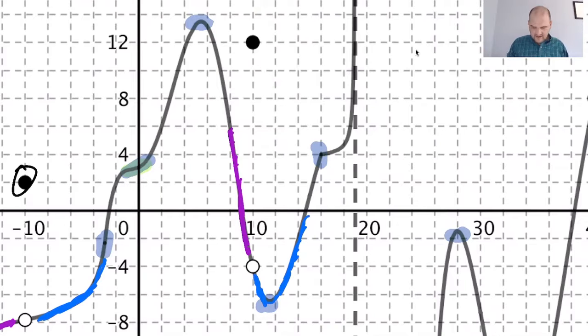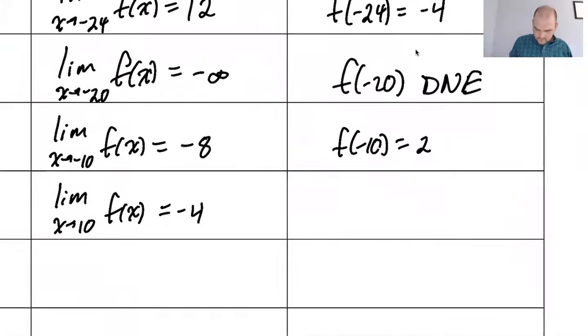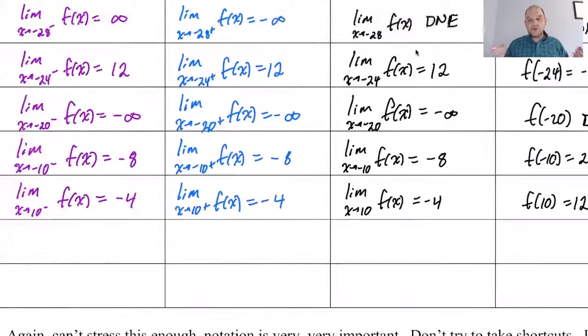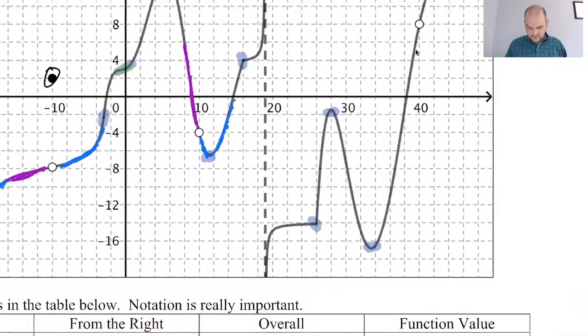All right, at 10, the actual value is way up here at 12. So f of 10 is 12. All right, so that's another removable discontinuity. We got them all over the place here. What's our next thing? 20. We're getting there. We're almost done with this one.